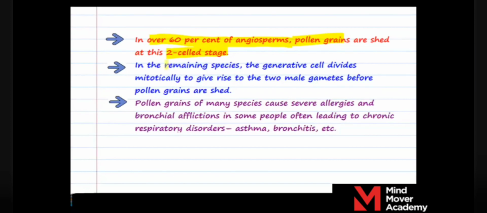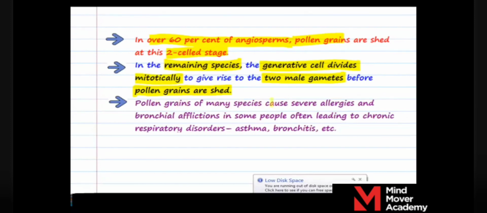Now in the remaining species, the generative cell divides mitotically to give rise to two male gametes before the pollen grains are shed. So in the remaining 40% of the species, the generative cell divides by mitosis and gives rise to two male gametes before the shedding of the pollen grains.